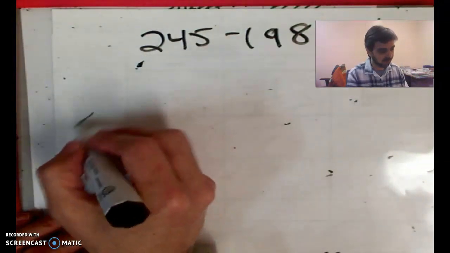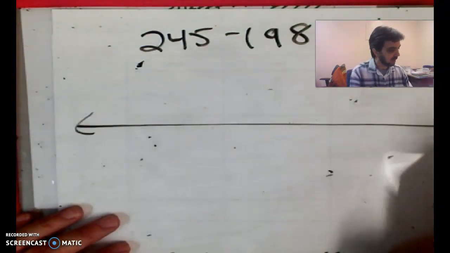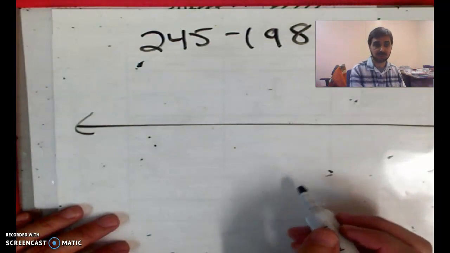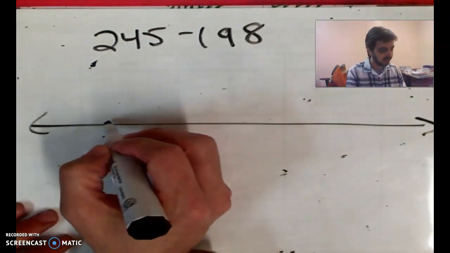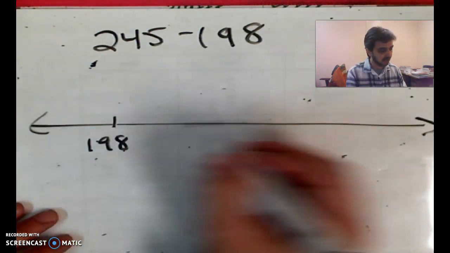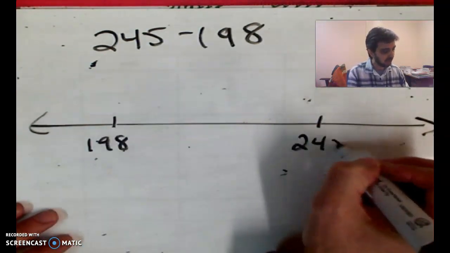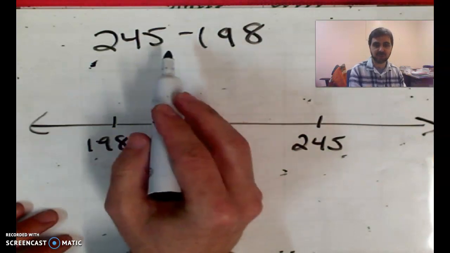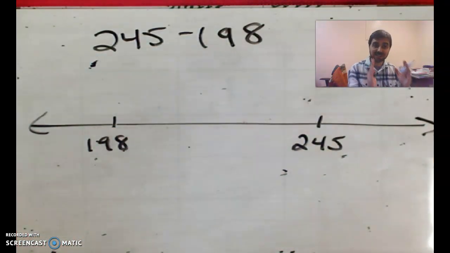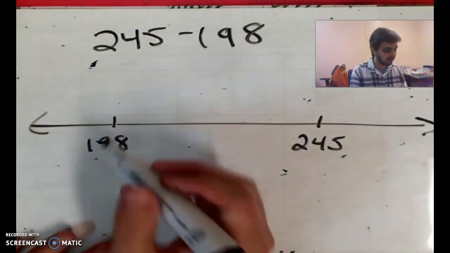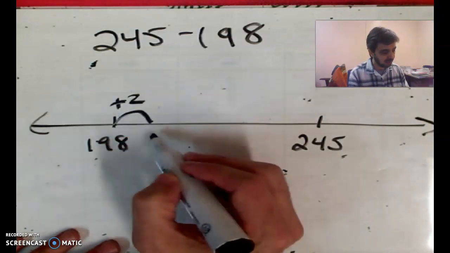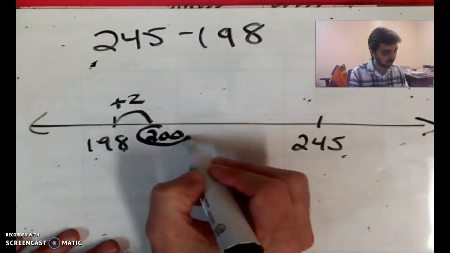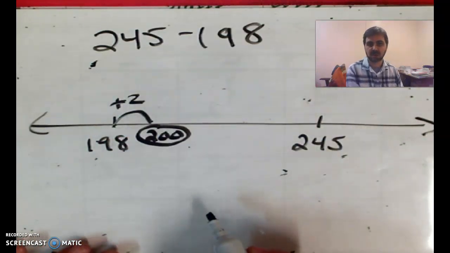Watch this, boys and girls. If you want to use a number line, watch this. Oh, my number line just went off the screen. There we go. I'm going to think of it as, here's 198 and here's 245. So I'm going to think of it as the difference between these two numbers. How much distance is between those two numbers? It's not a lot. So look, if I'm at 198, I just hop up 2 to get to 200. I love working with 200. It's just an easy number, okay?